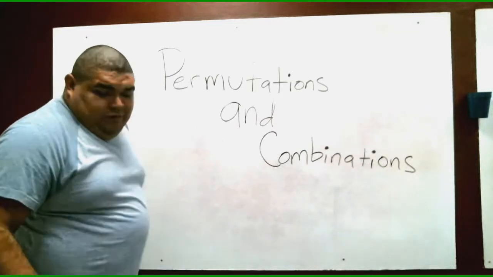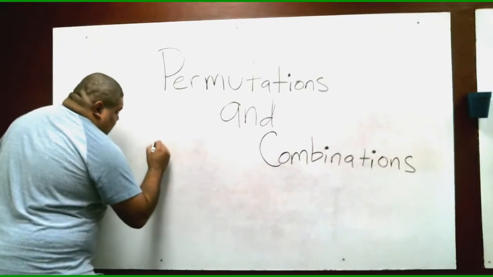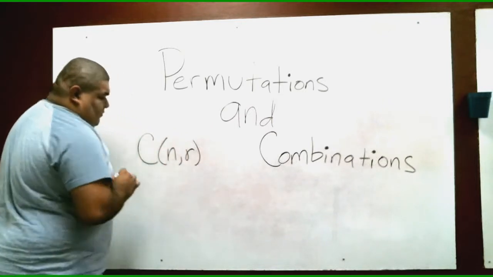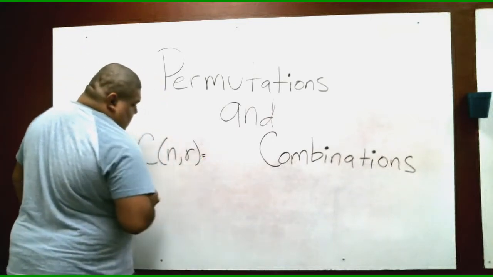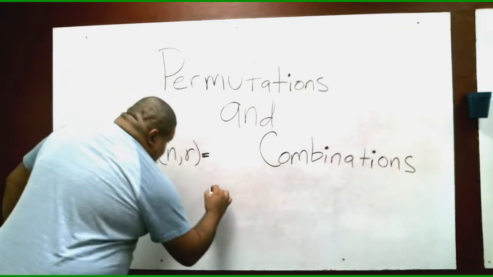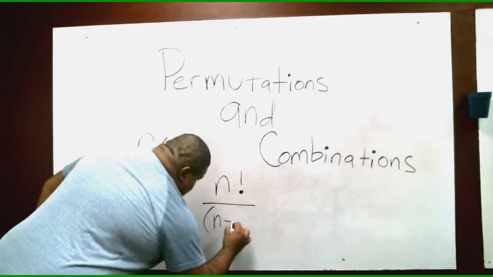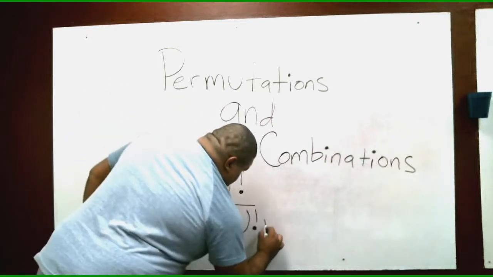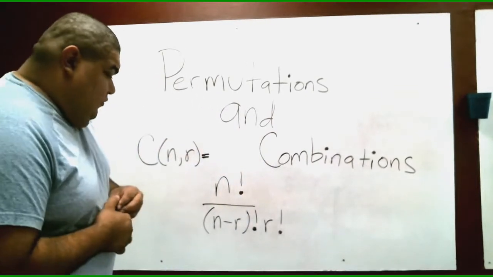The equation we're going to use today for combinations is C(n, r) equals n exclamation point over (n minus r) exclamation point, r exclamation point. Okay? That is the equation we're going to use today. I might have run a little bit out of space, so I'm going to write it down here.